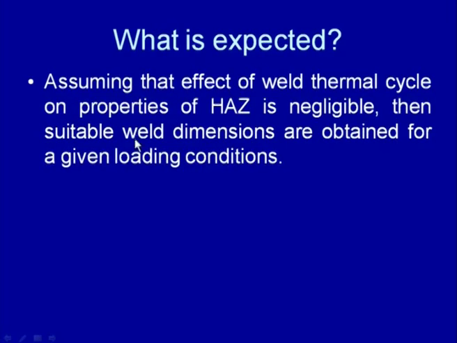So, considering that the effect of the weld thermal cycle on the properties of the base material close to the fusion boundary, meaning the heat affected zone, is negligible, the suitable dimensions of the weld are obtained for the given loading conditions. Primarily, in designing the weld joint, it is identified what the dimensions of the weld load resisting cross-sectional area will be, so that it can sustain the service load.